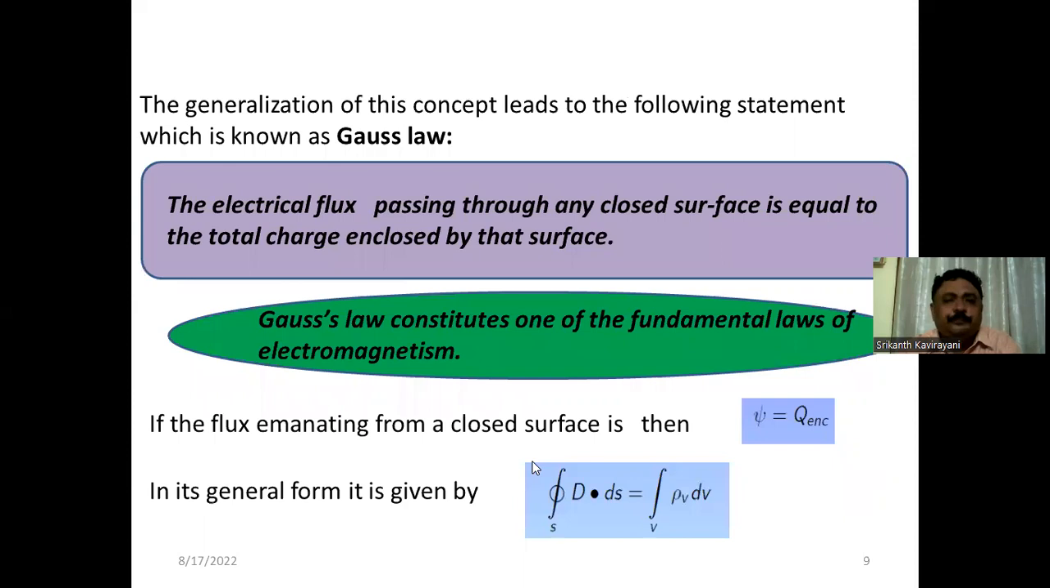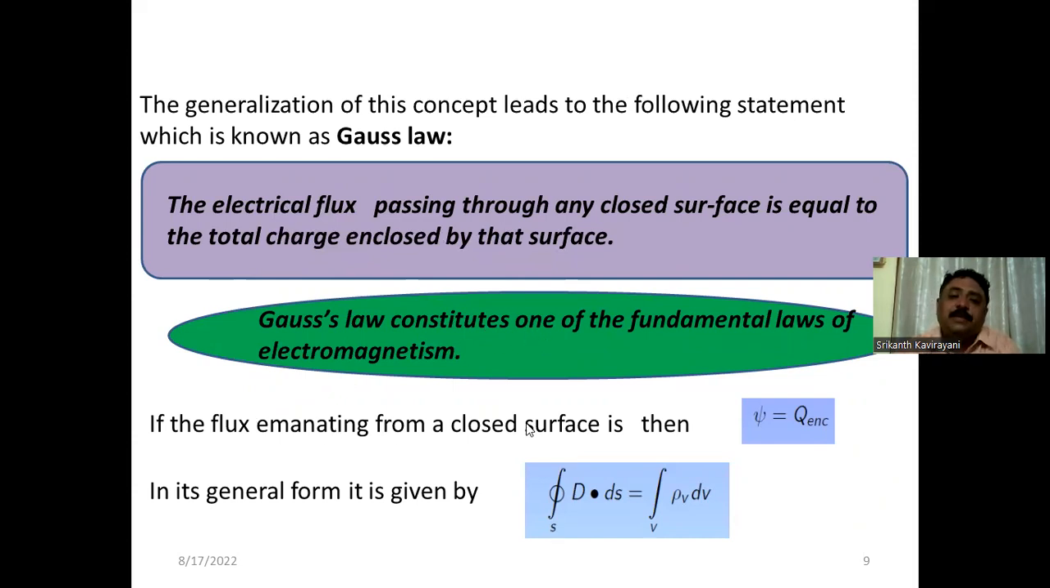So the generalization of the concept that we are trying to understand is known as Gauss law, which says that the electric flux passing through any closed surface is equal to the total charge enclosed by that surface, and Gauss law constitutes one of the fundamental laws of electromagnetic theory.